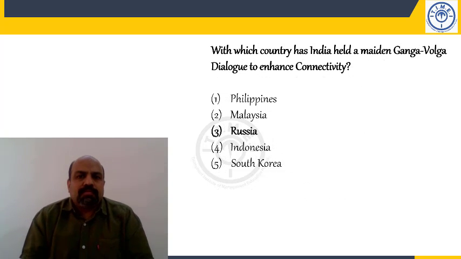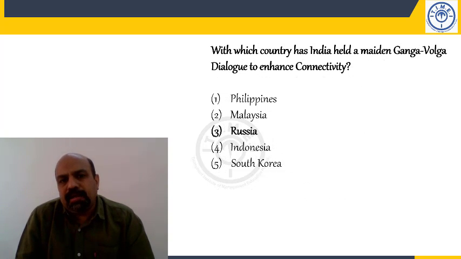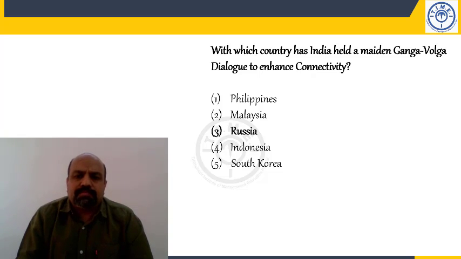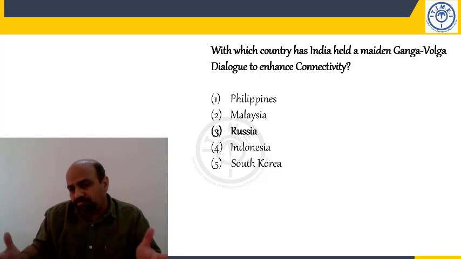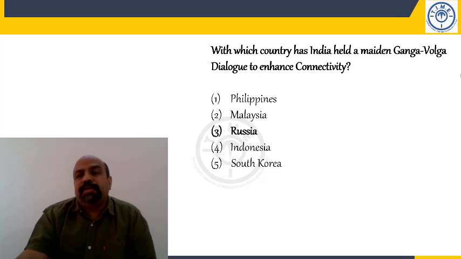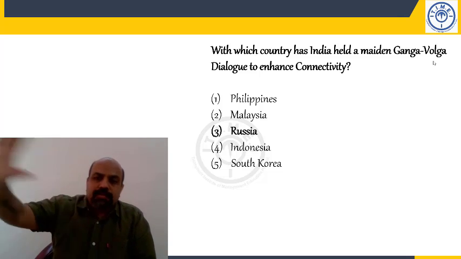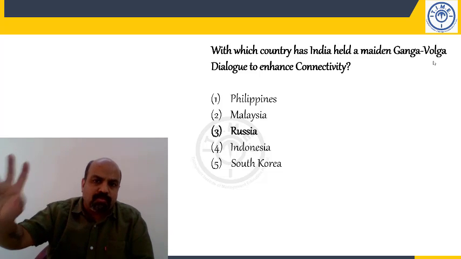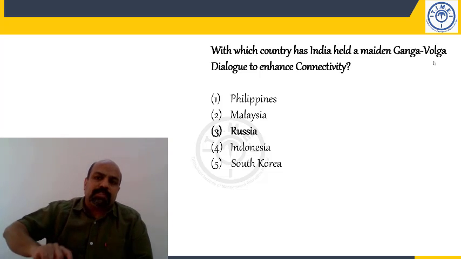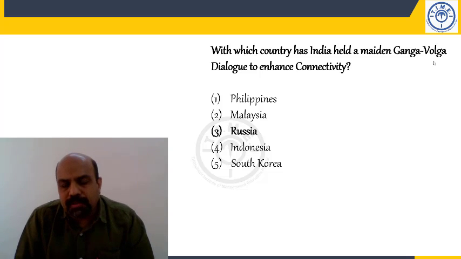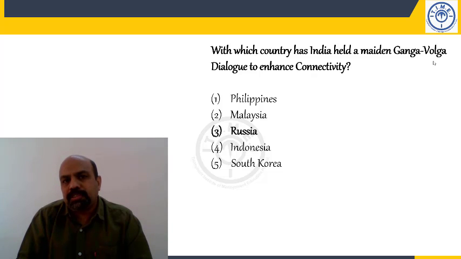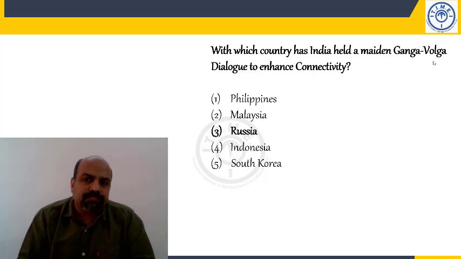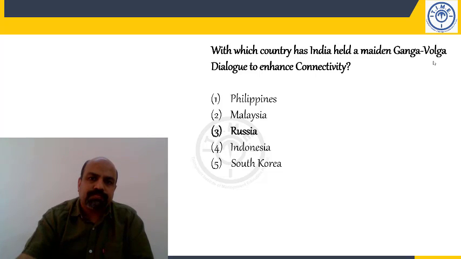Okay. With which country has India held a maiden Ganga-Volga dialogue? This is a repeat question. The answer is Russia. When we discuss this question, we discuss the choices. Volga is the biggest river in Europe, my friends. India's biggest river is Ganga. 2,600 kilometers is Ganga's length. 2,601.